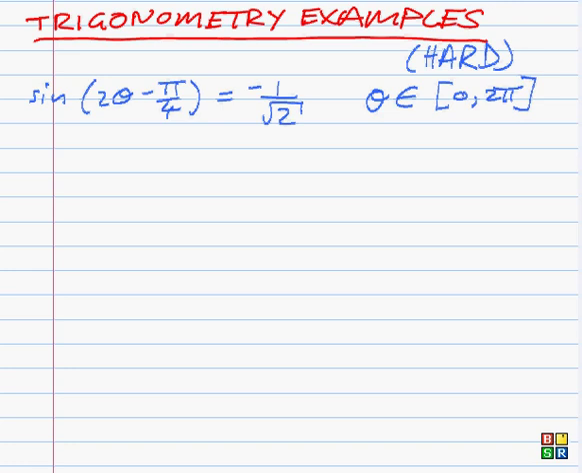Okay, let's do another example. Sine of 2 theta minus pi on 4 equals minus 1 on root 2, for theta between 0 and 2 pi. Okay, the difficulty with this question is that it's got something inside the sine there. So the very first thing that you need to do is make a substitution. Let x equal 2 theta minus pi on 4. And when you do that, you can rewrite the equation as sine x equals minus 1 on root 2.